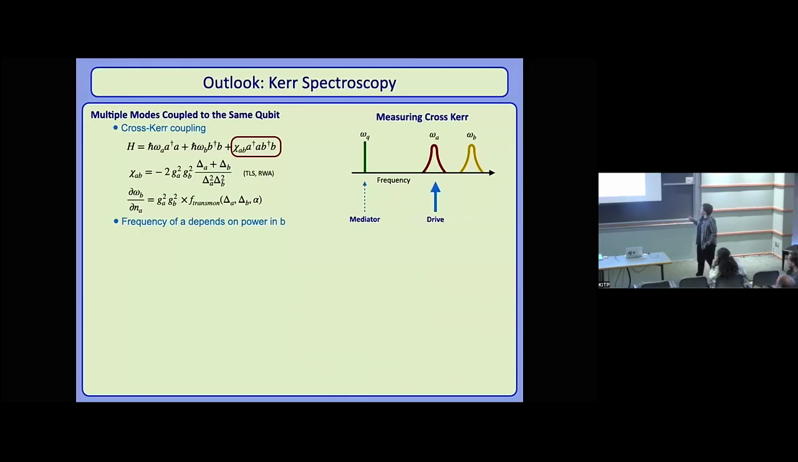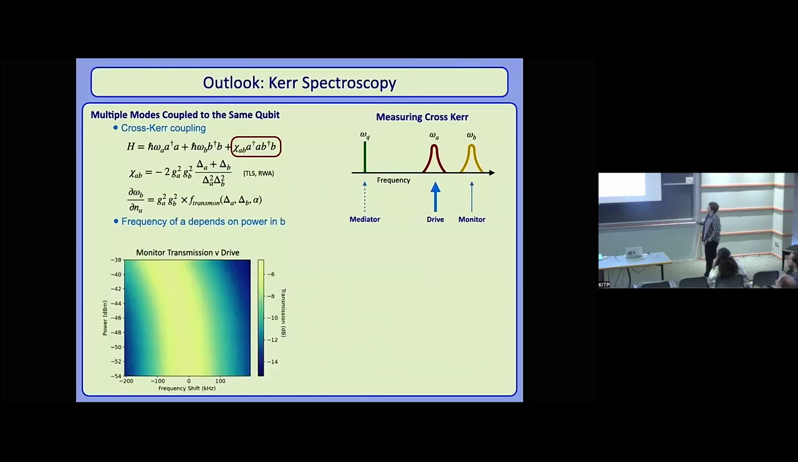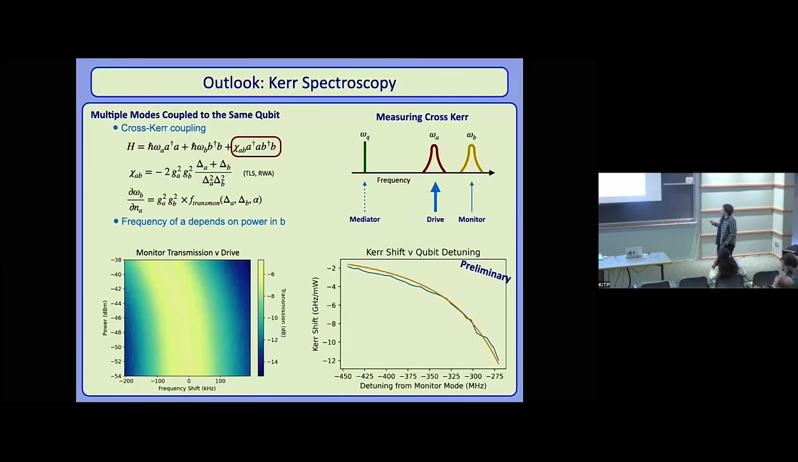So what we do is we drive one mode really hard and weakly monitor the second mode. And so we get data like this. As we increase the drive power, the monitor mode shifts over. And this is preliminary data showing the detuning dependence.